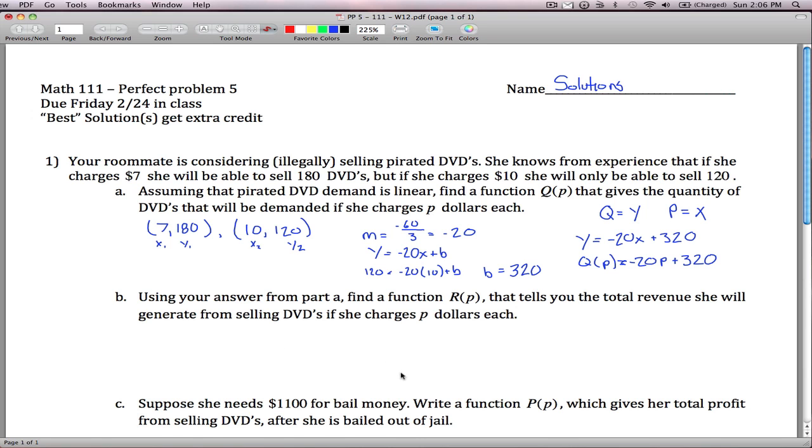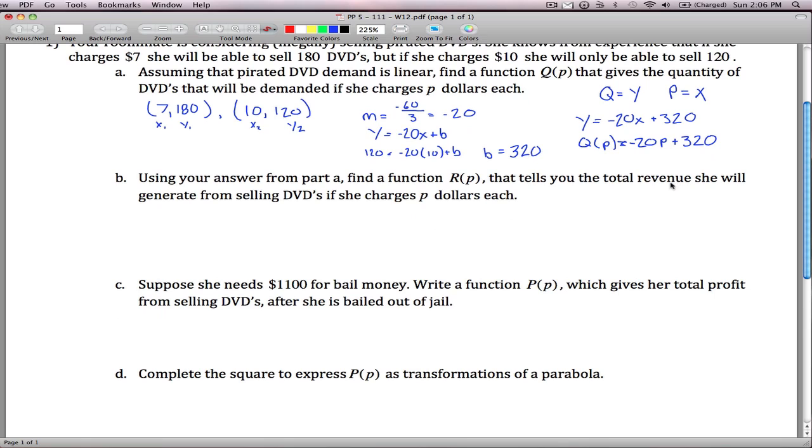Okay? Using our answer from part A, find a function R of P that tells you the total revenue she will generate from selling DVDs. Okay, this one's easier than it looks. What you need to know is that revenue is just price times quantity. So we know what quantity is in terms of price, so we could say revenue is equal to price times, and then instead of writing Q, we could say that Q is negative 20p plus 320. I guess you could leave it right here. Maybe I'll write R of P just so it follows the question a little closer, but that's the end of part B.